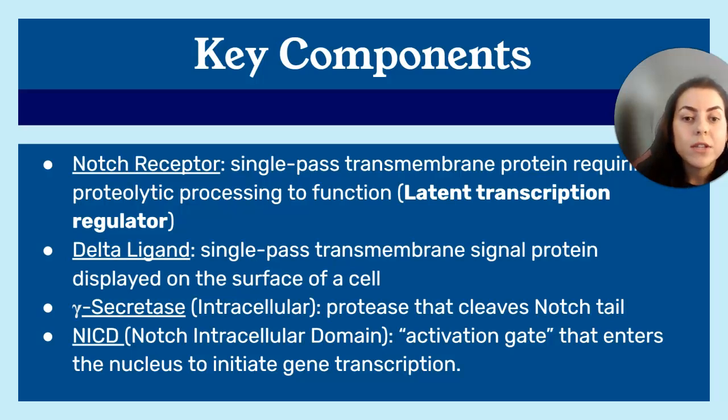And then again, the Delta ligand is also a transmembrane signal protein, so it's displayed on the surface of a different cell, and it'll bind to the Notch receptor in order to turn it on internally. Then we have an enzyme called gamma secretase, which is intracellular within the cell that has the Notch receptor that is turned on. Once it's turned on, it'll cleave the Notch tail to turn it into the NICD, or the Notch intracellular domain. So once it's turned on from the ligand, it is an activation gate, and eventually it'll go into the nucleus to initiate the transcription.